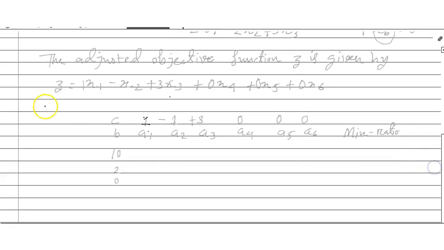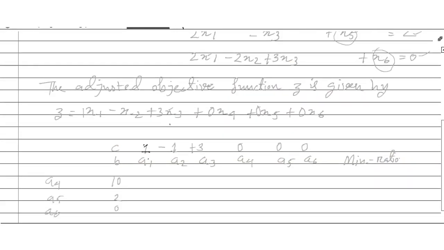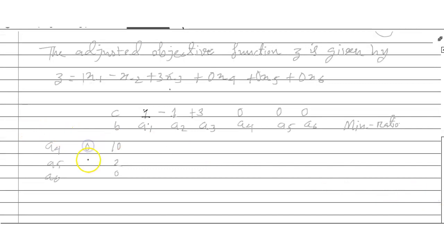So this is B, and my vectors are A4, A5 and A6, and these are all 0.